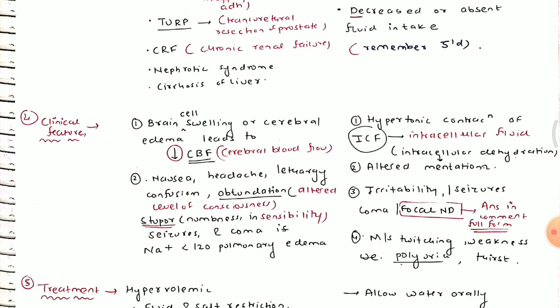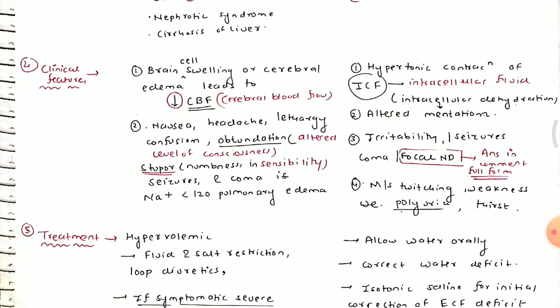Clinical features of hypernatremia include hypertonic contraction of intracellular fluids. Intracellular dehydration could lead to altered mentation, irritability, seizures, coma, focal ND. In the comment section, if you all know the full form of this, you can comment it down and tell me. Fourth, muscular twitching, weakness, polyuria, and great thirst.